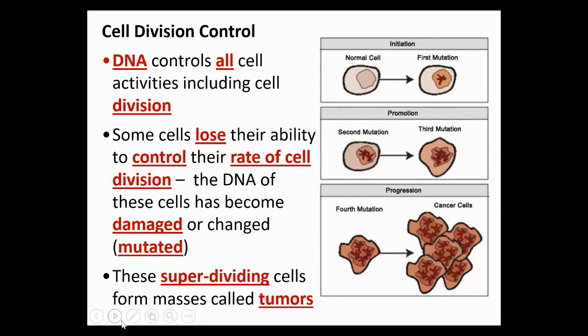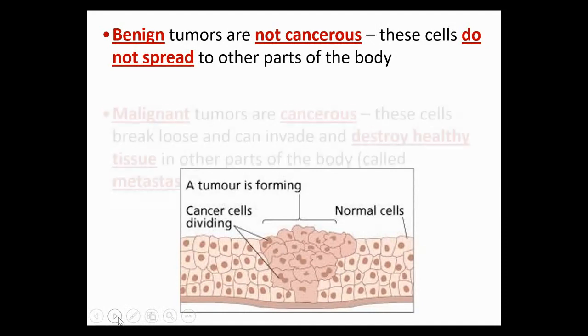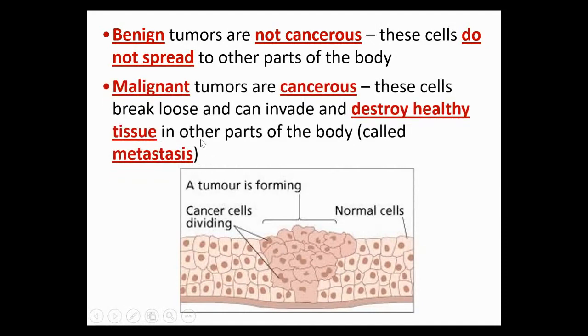These superdividing cells form masses called tumors. Benign tumors are not cancerous, and these do not spread to other parts of the body. They are just abnormal growth of cells because the DNA mutated. Malignant tumors are cancerous. These cells break loose and can invade and destroy healthy tissue and other parts of the body, and that is called metastasis. So if this is a cancerous cell, some of these cells can migrate to other parts of the body and again cause cancer to form in other parts of the body.